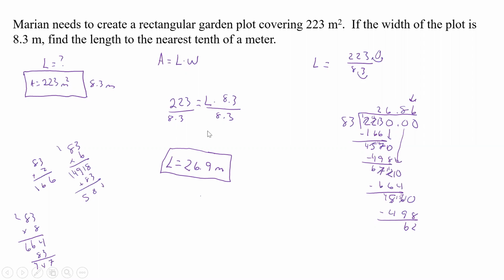Okay. And so that will be what our length is to the nearest tenth of a meter. Now it's not exact because if we took 26.9 times 8.3, that's not going to be exactly 223 meters squared. But within a rounding error of the 1 decimal place, which is what they want it to the nearest tenth, that's going to be our answer.